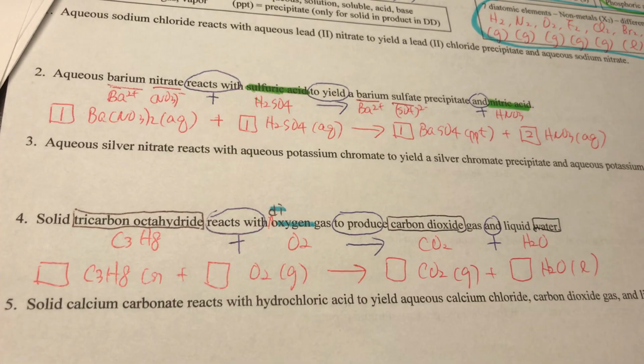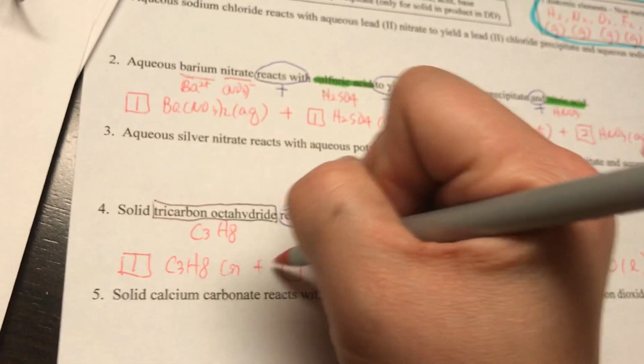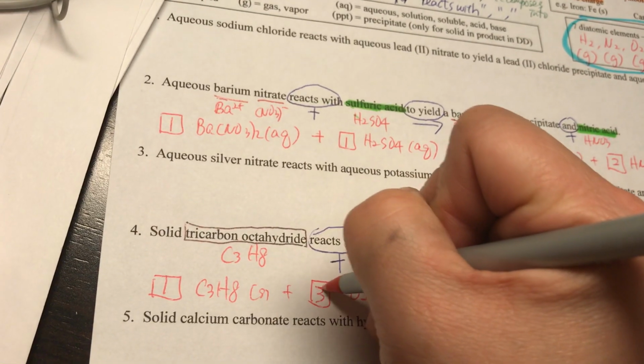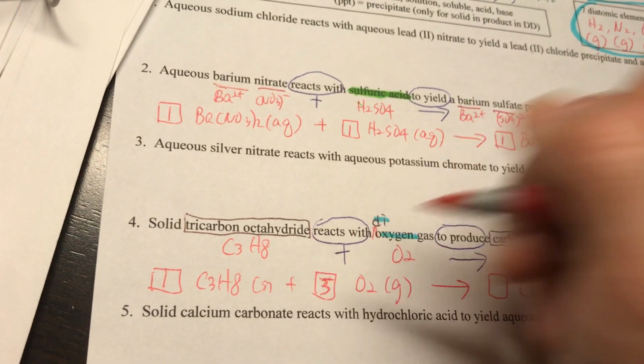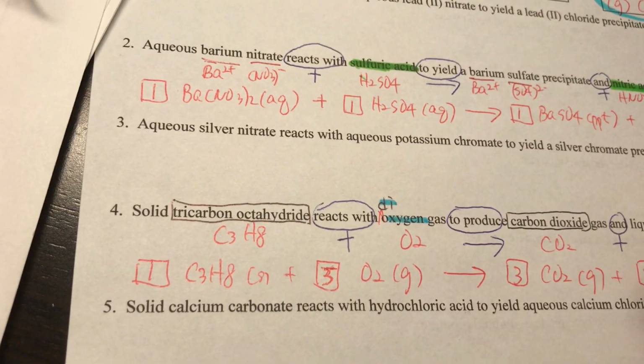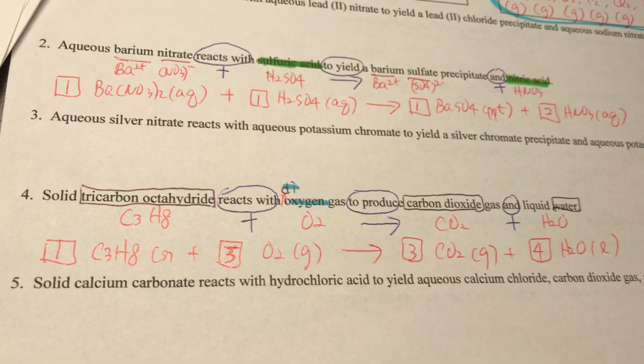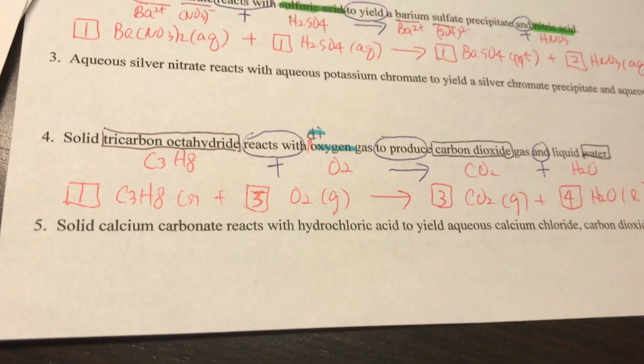All right, and then I'm going to balance it. So after we balance it, it will be 1, 5, 3, 4. Okay. I'm now going to do number 5.